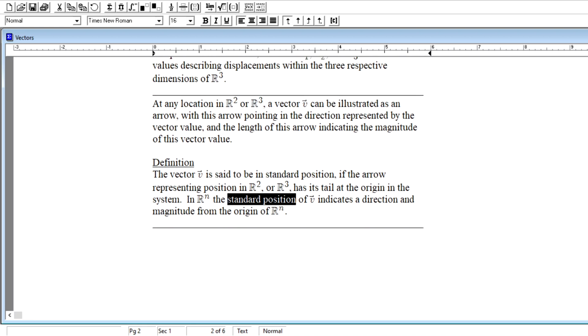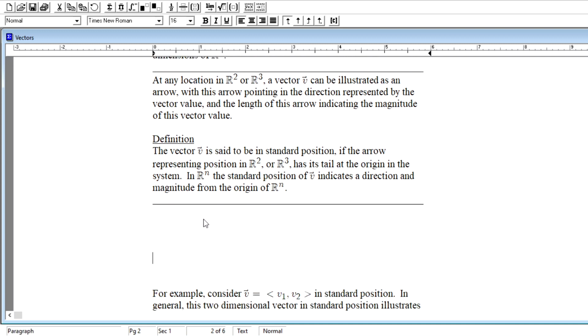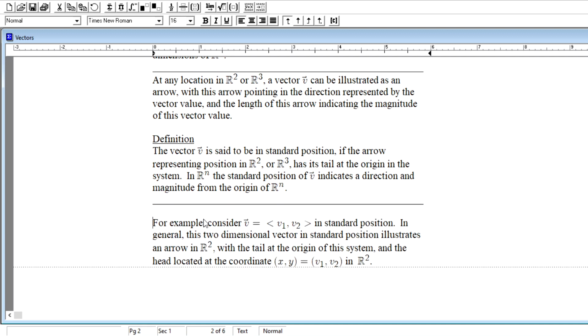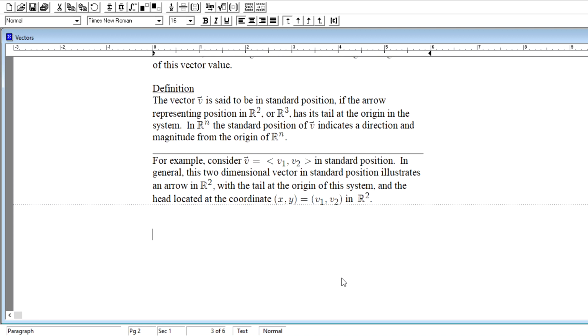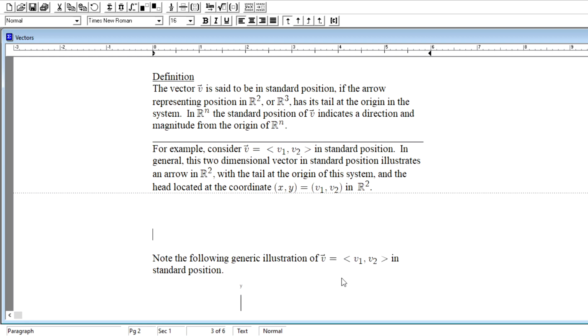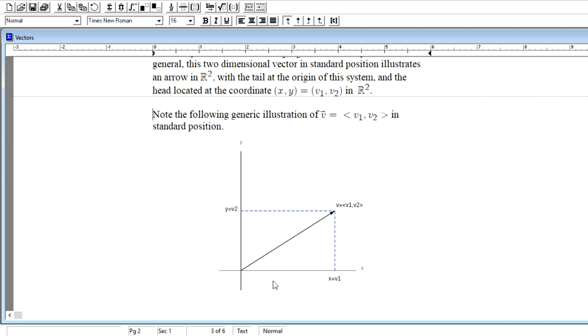Now, if we consider the case for an arrow that we can visualize, or a vector that we can illustrate with some ease, let's consider 2-dimensional space, right? For example, consider the vector v equal to v1 comma v2 in standard position. In general, this 2-dimensional vector in standard position illustrates an arrow in 2-dimensional space with the tail at the origin of the system and the head located at the xy coordinate v1 comma v2. And the representation of this vector in standard position might look like this in 2 dimensions.